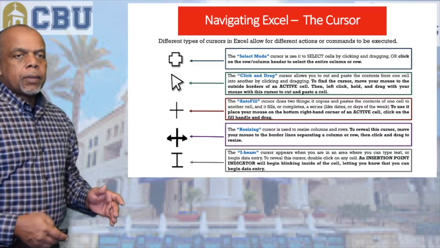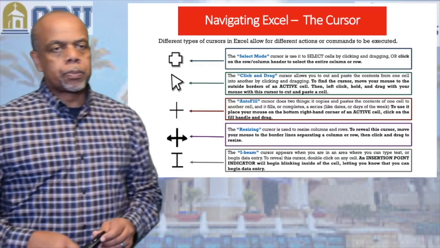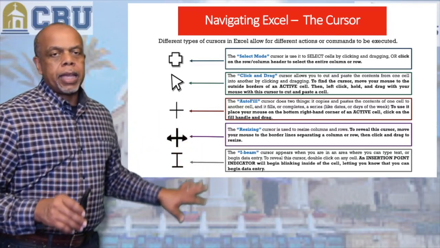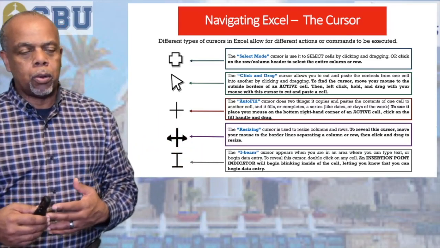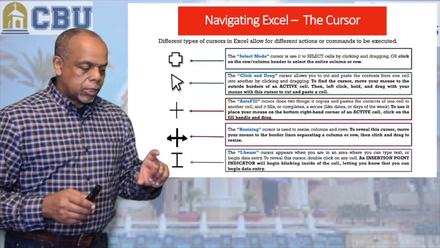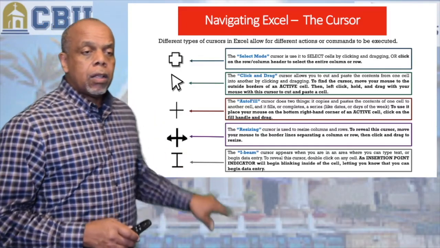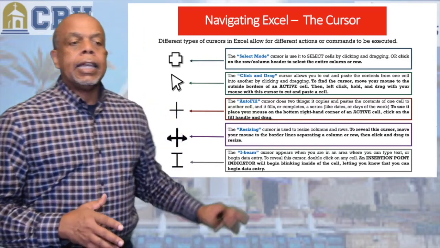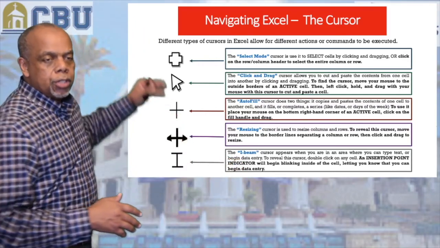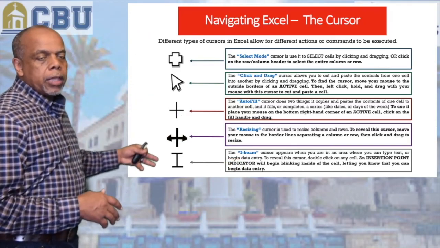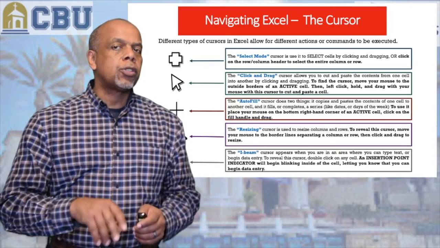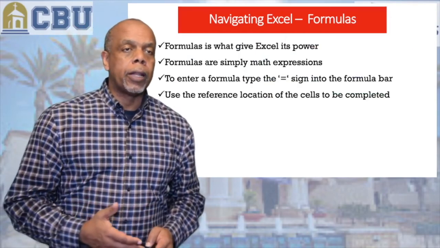Now, the last one is what they call the I-beam cursor. That appears when you're in an area where you can type text. So basically, it's what's called your insertion point. If you move over a cell, you can click in that cell and you'll see it change to this. And now you know you can input text into that cell. So like I say, understanding your different cursors, that's huge within Excel. Take some time, familiarize yourself with that if you haven't already.